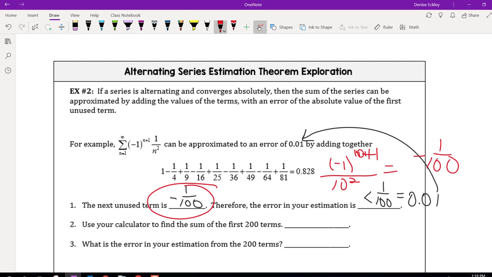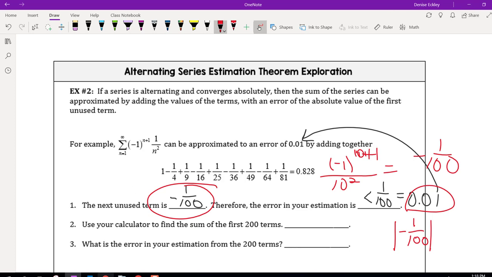Therefore, the error is going to be less than the absolute value of that term, so it's going to be less than 0.1. Now what we're supposed to do is find the sum of the first 200 terms, and then for the error, we're going to find the 201st term.